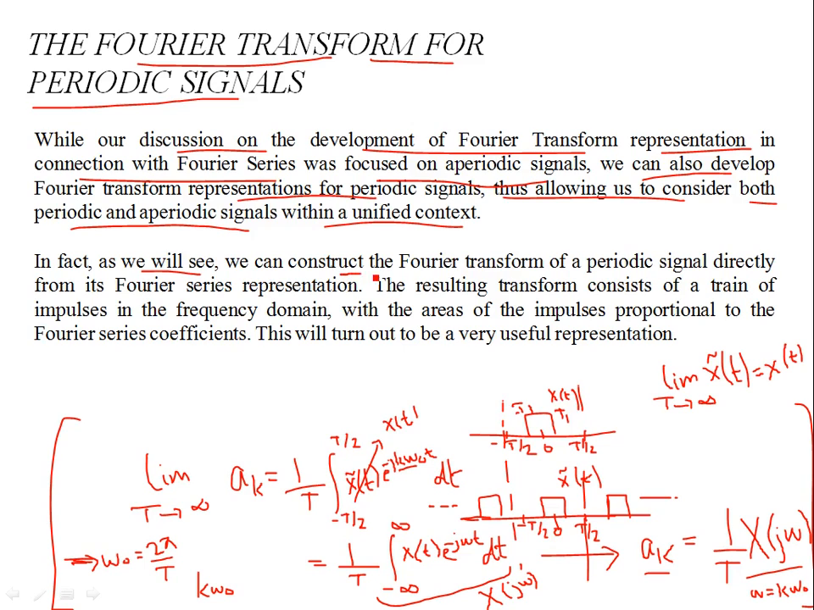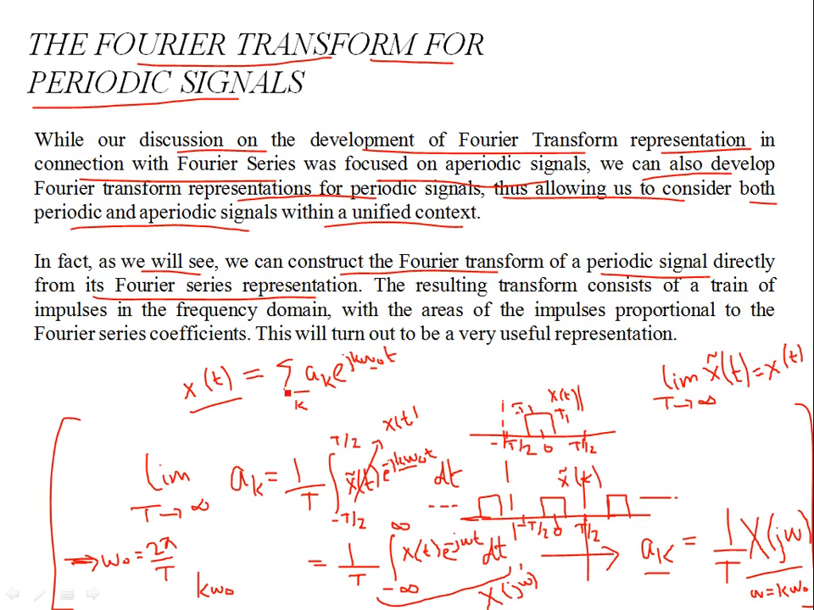In fact, we'll see that we can construct the Fourier transform of periodic signals directly from its Fourier series representation. The argument is that if x(t) is periodic, since x(t) can be expressed in terms of a Fourier series, we can take the Fourier transform of x(t). So we are going to talk of periodic signals, and see how we can use the Fourier transform to represent a periodic signal x(t). This is the Fourier series representation of a periodic signal that has a certain period, let's say capital T, with fundamental frequency omega naught.